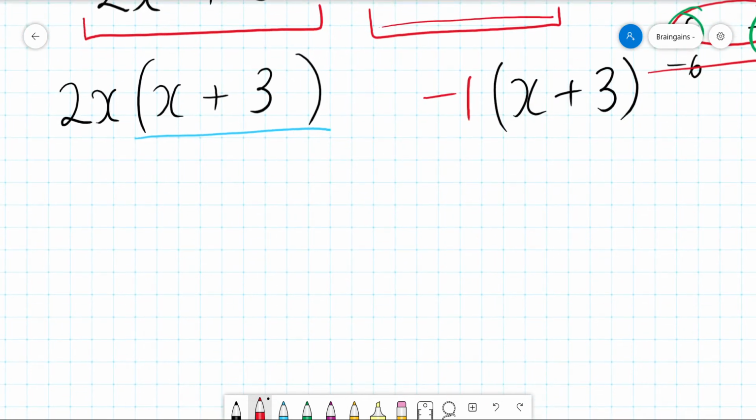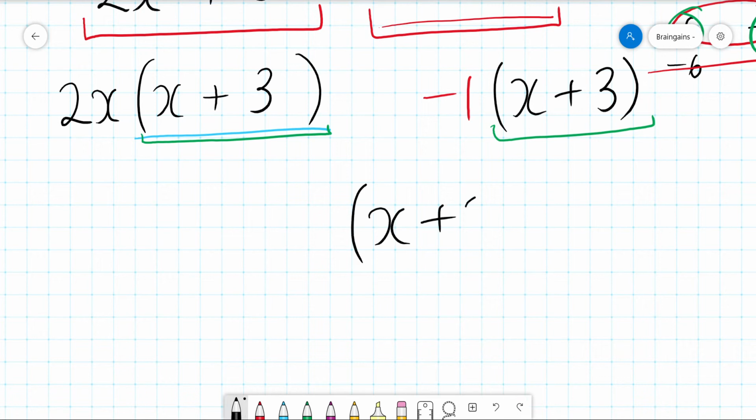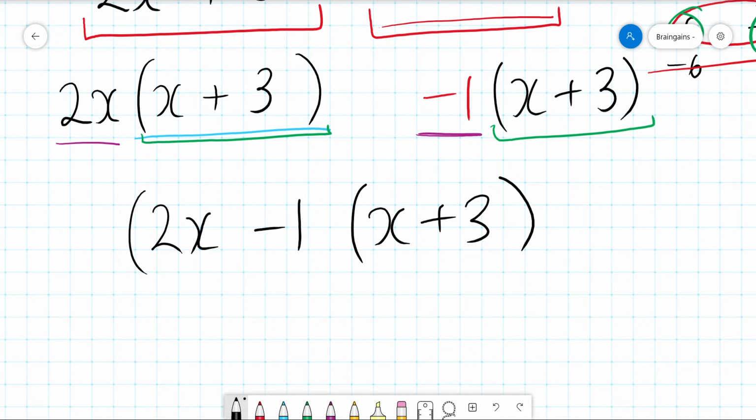So now, one of our brackets is what we have actually inside the brackets. So one of our factors is x plus 3, and our other one is going to be everything outside. So the 2x minus 1 is our second bracket. So 2x minus 1. Now we have factorized our quadratic.